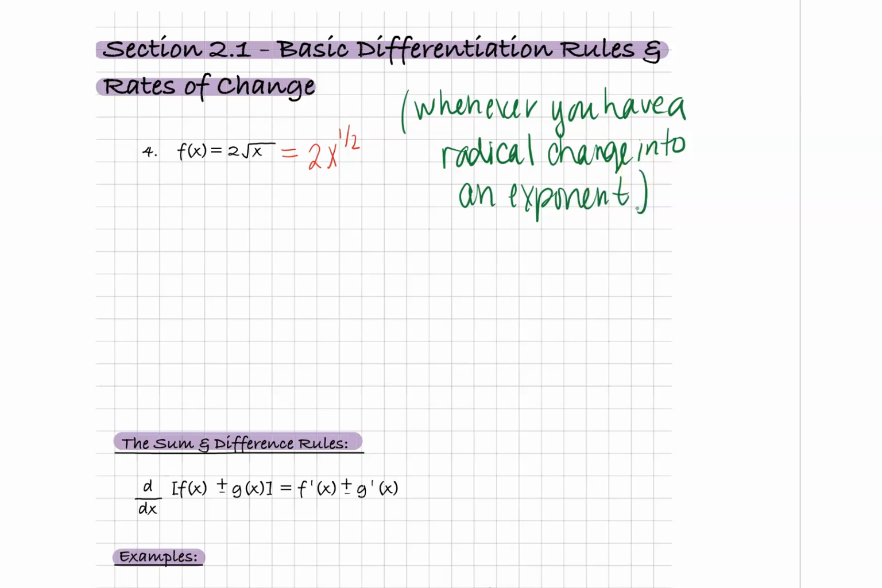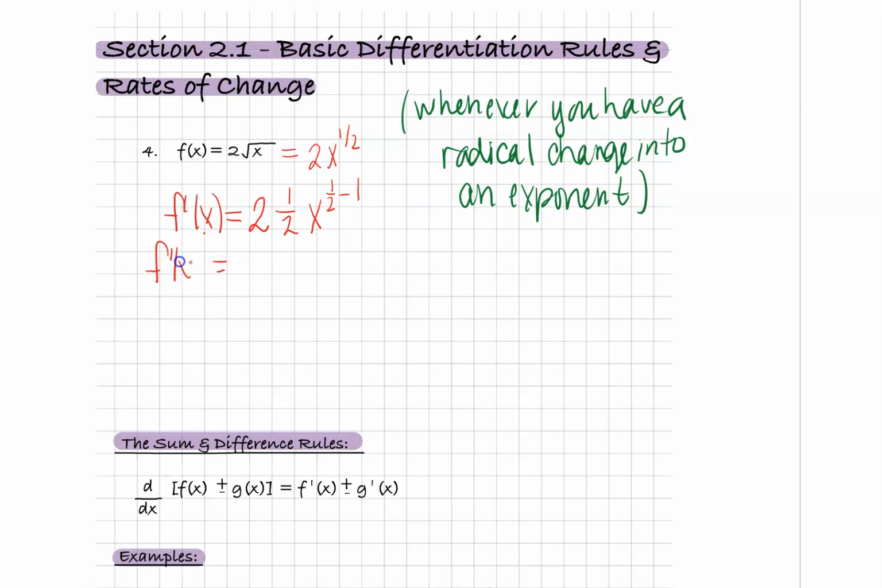And so all we have done is change what that function looks like. So now I'm going to take the derivative. So f prime of x would be equal to 2 is going to stay out front, 1/2 is going to be brought down, and then I'm going to do 1/2 minus 1.